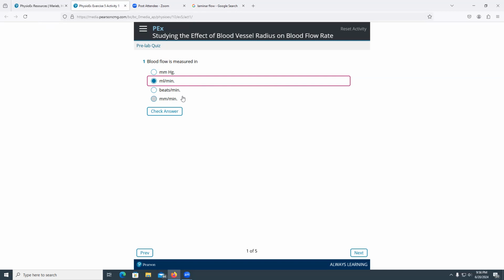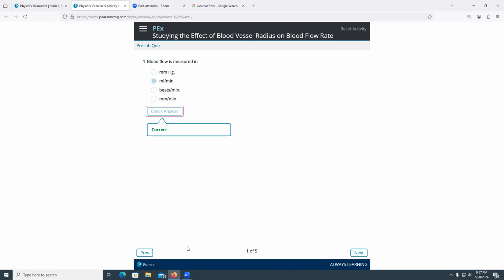Beats per minute, that's also a rate, but that's for the heart rate. And then millimeters per minute, that's like speed. Okay, you know, this car is going 700 miles per hour. I mean, that's distance per time. That sounds like speed to me. So flow is not speed. Flow is how much blood is flowing per minute. That looks like the right answer to me.